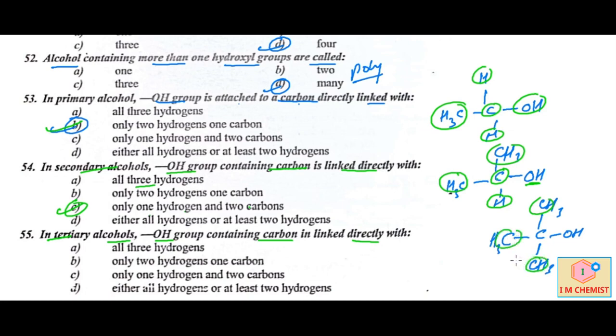Option number A is all 3 hydrogen. No, this is wrong. Option number B is only 2 hydrogen 1 carbon. This is wrong. Only 1 hydrogen and 2 carbon atoms. This is wrong. Either all hydrogen or at least 2 hydrogen. This is also wrong. In case of tertiary alcohol, this carbon atom is further bonded with 3 other carbon atoms.